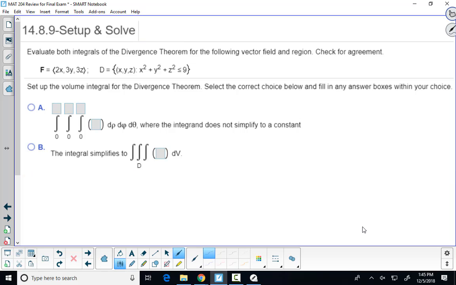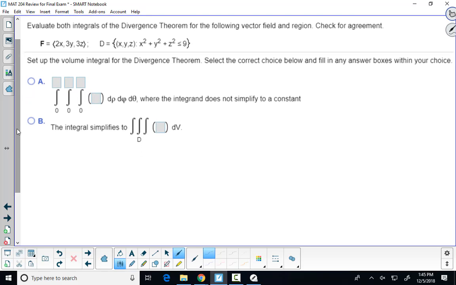It says evaluate both integrals of the divergence theorem for the following field and region. The first one was really easy, and then doing it with the F dot N was okay. So first off, is everybody clear that the divergence here is 8? Just plug that into the triple integral down there. So that is the first part. And then the next part is to check for agreement with the surface integral.